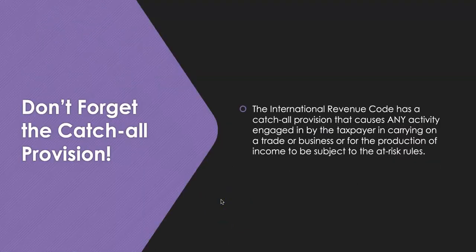There is also a catch-all provision that you want to make sure you take into account if you were to be doing at-risk activities. So the IRC, or the Internal Revenue Code, has a catch-all provision that causes any activity engaged in by the taxpayer in carrying on a trade or business or for the production of income to be subject to those at-risk rules. So you just want to make sure that if you are doing some type of activity that is engaged in by the taxpayer in the trade or business for the production of income, you can also be subject to those rules.